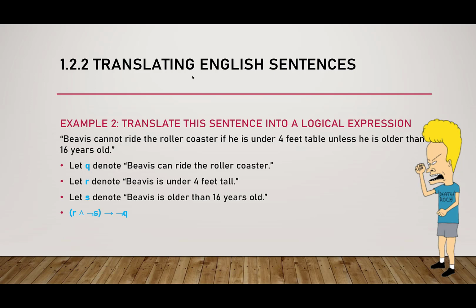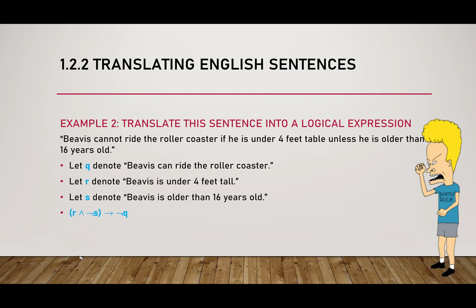First, this one. This states R and not S, therefore not Q. Or, if R and not S, therefore not Q. What does that mean? If Beavis is under 4 feet tall and Beavis is not older than 16, which means he's 16 or younger, therefore Beavis cannot ride the roller coaster. That's what that sentence claims based on those variables and this equation here.